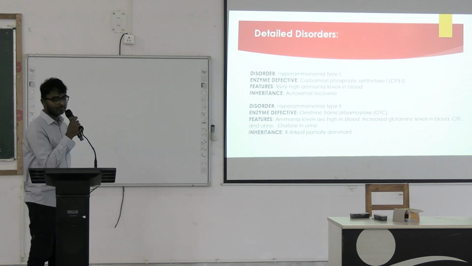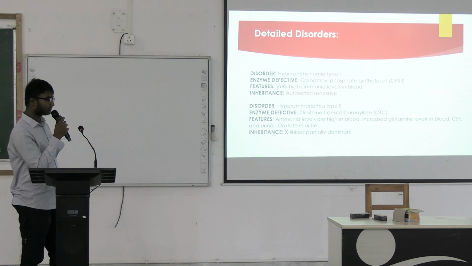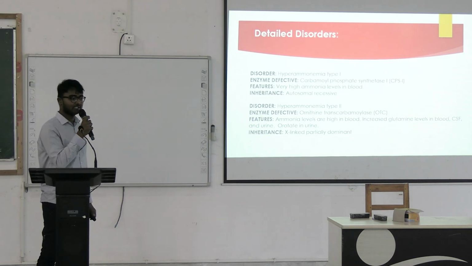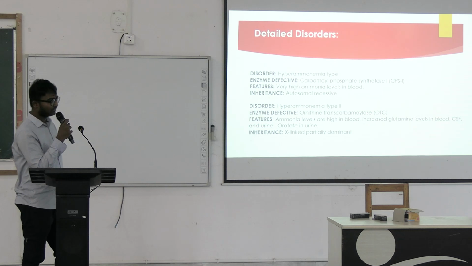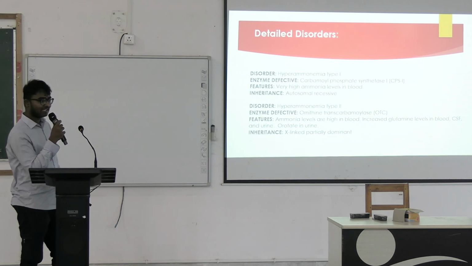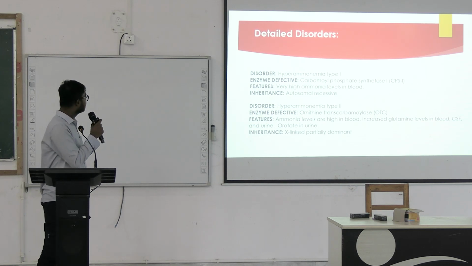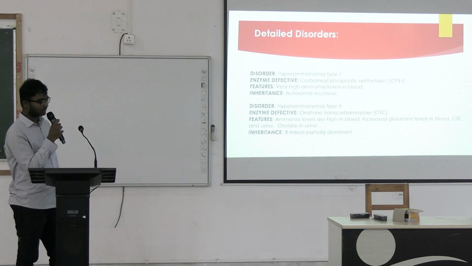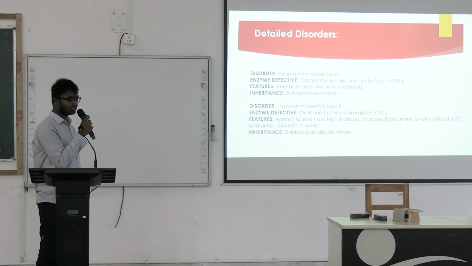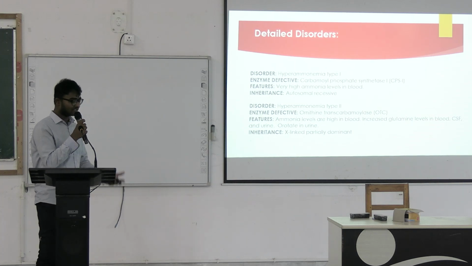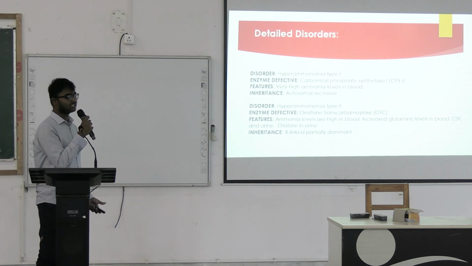Disorder: hyperammonemia type 1, enzyme deficit CPS1, carbamoyl phosphate synthetase 1. Features: the concentration of ammonia in our blood increases, and inheritance is autosomal recessive. Then hyperammonemia type 2, enzyme deficit is ornithine transcarbamylase. Features: ammonia and orotic acid increase in our blood, and it is the only X-linked recessive disease.